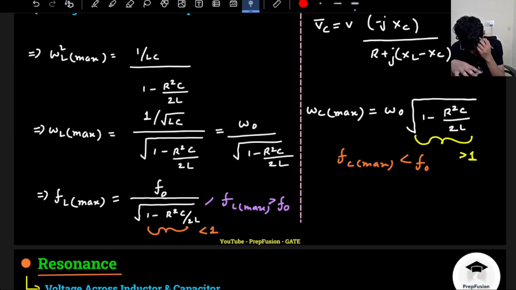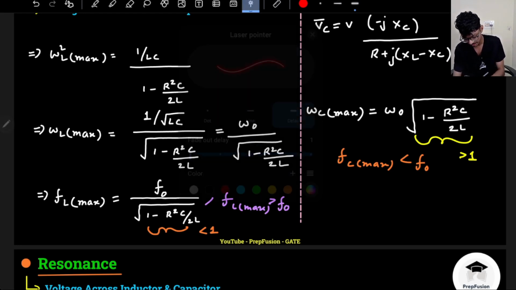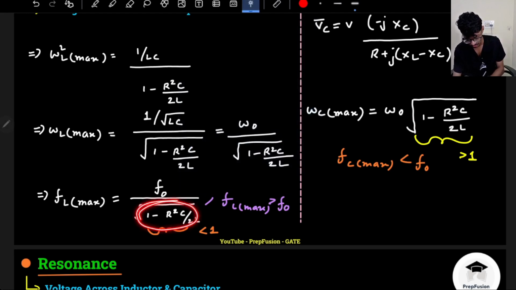Sorry, this has to be greater than 1, and this has to be, no, in both cases we understand that this is always greater than 1, right? Sorry, what I was talking, in both cases here as well, this denominator term has to be greater than 1, then only it will be less than F naught. Sorry, it has to be greater than F naught, so it has to be less than 1. Okay, it has to be less than 1.